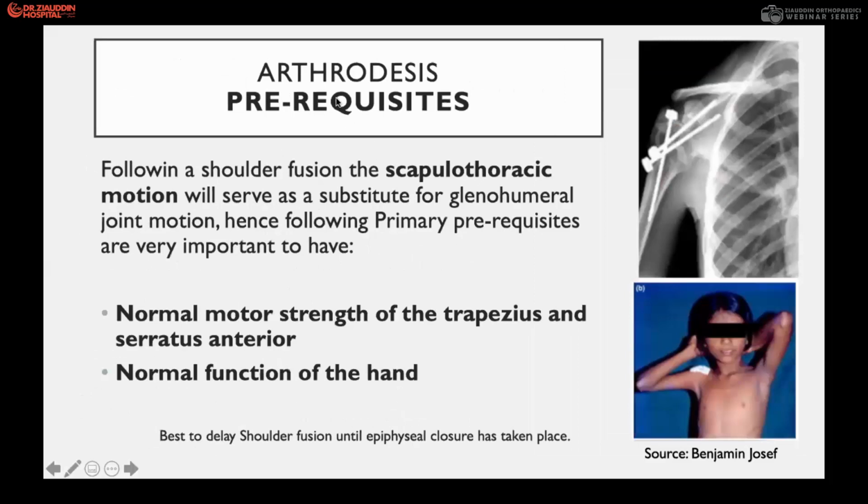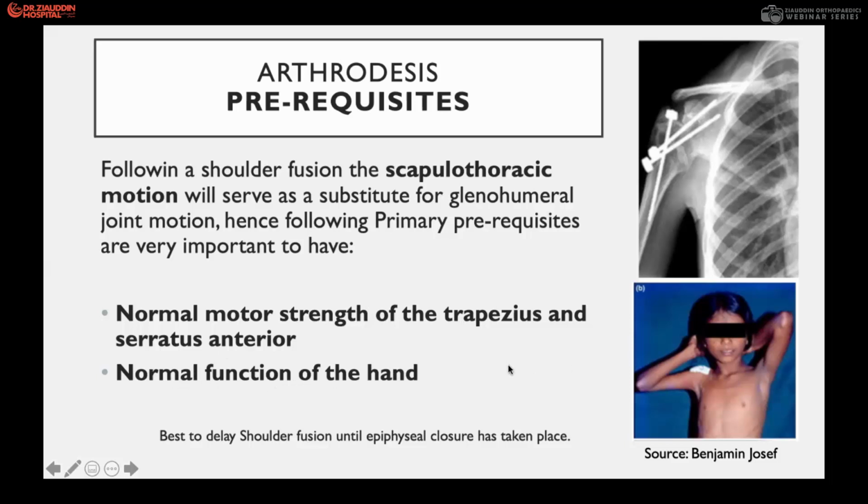This is the shoulder arthrodesis. When you are doing the shoulder arthrodesis, there is a scapulothoracic motion which substitutes for the glenohumeral motion at the shoulder joint. And when you are doing the arthrodesis of the shoulder, one must know the primary prerequisites that are very important. Normal muscle motor strength must be in the trapezius, scapulothoracic movement, and the serratus anterior to have good scapulothoracic movements. And also a good functioning hand is very important.